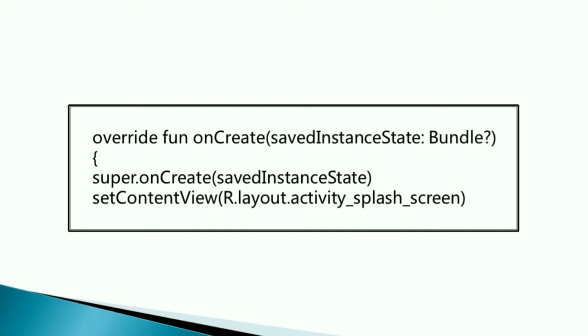OnCreate function requires parameter saved instance state of type bundle class. Bundle object is used for passing data from one activity to another. Basically, here concept of key value pair is used. Bundle can hold all types of values such as int, string, boolean, char and pass them to the another activity.